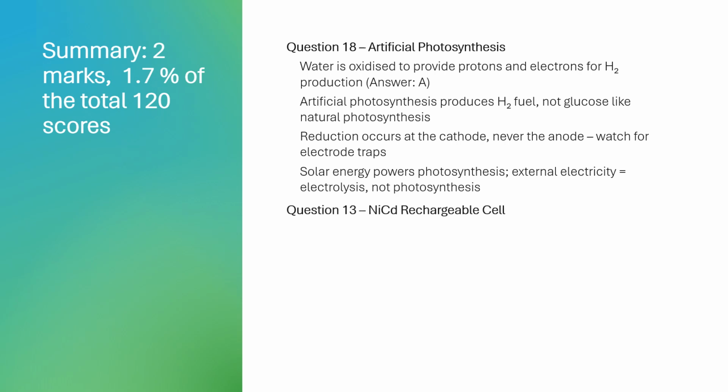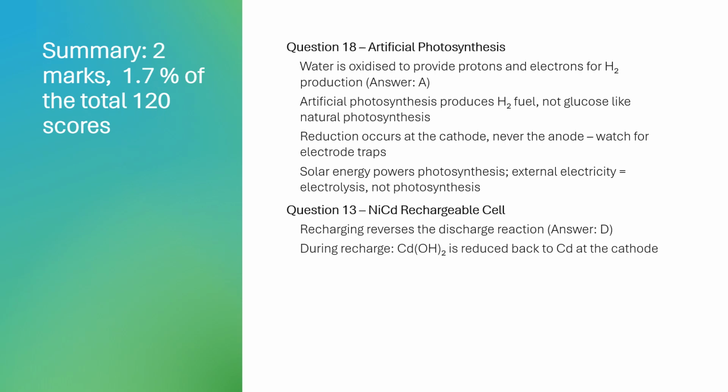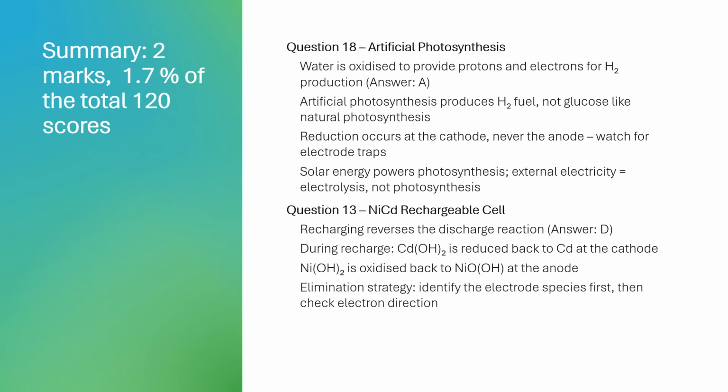Question 13. NiCd rechargeable cell. Recharging reverses the discharge reaction. Answer D. During recharge, Cd(OH)2 is reduced back to Cd at the cathode. Ni(OH)2 is oxidized back to NiO(OH) at the anode. Elimination strategy. Identify the electrode species first, then check electron direction.